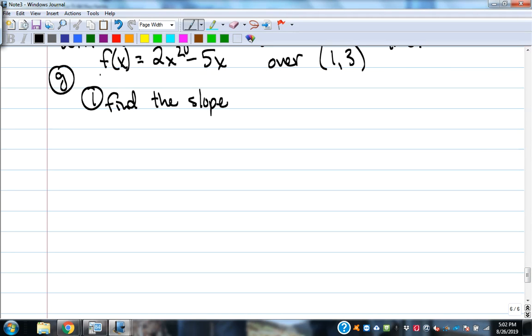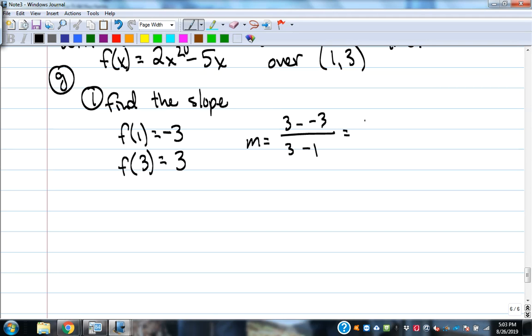That's the number one thing you do. We've already done the work to do that. We did f of 1 is negative 3, and f of 3 is 3. We did that in example F. We found the points, we found the slope. We took 3 minus negative 3 over 3 minus 1 and got 6 over 2, which is 3. We found the slope is 3.